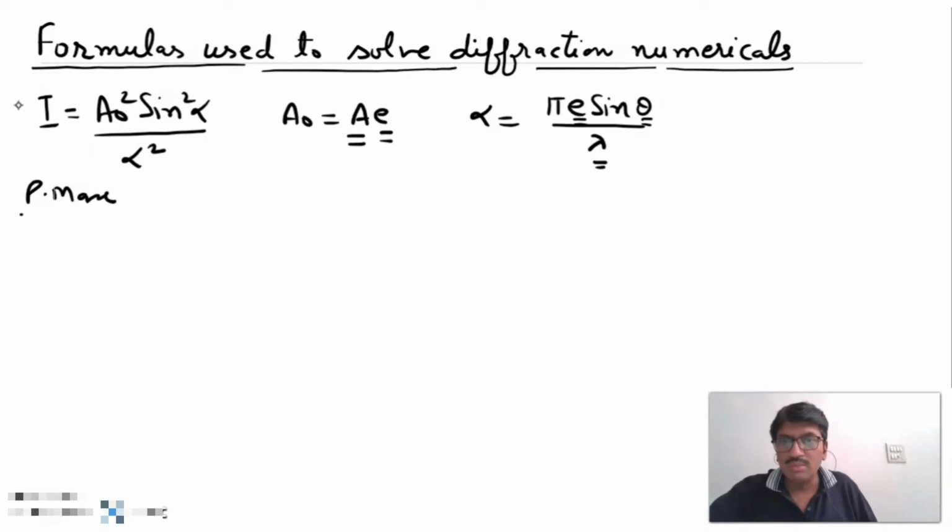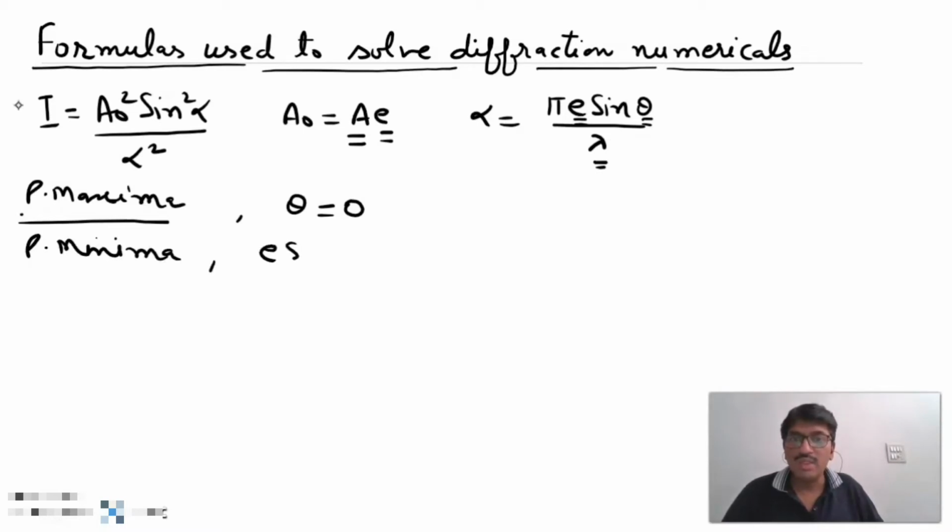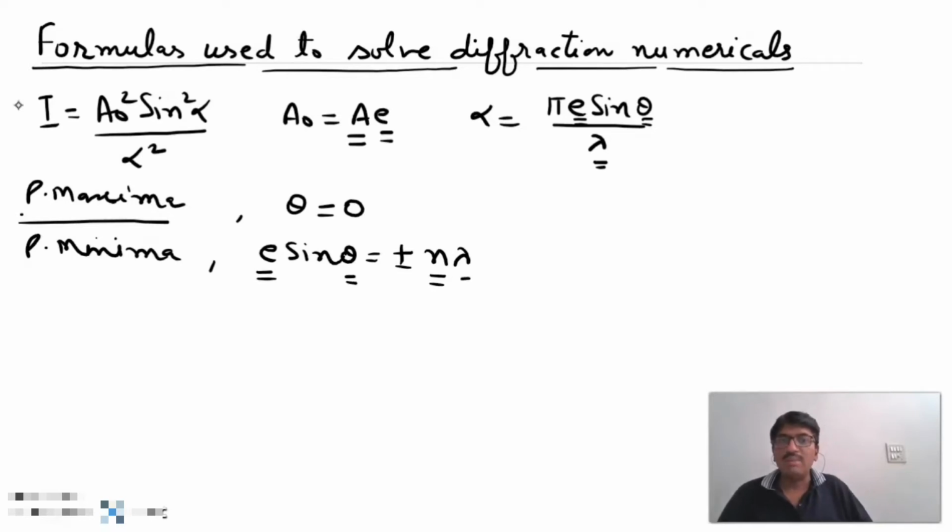in the form of principal maxima. The condition of principal maxima is when theta is equal to 0. After that the distribution is principal minima, and the condition of principal minima is e sine theta equal to plus minus n lambda, where e is slit thickness, theta is the angle of diffraction, n is the order number, and lambda is the wavelength of incident light.